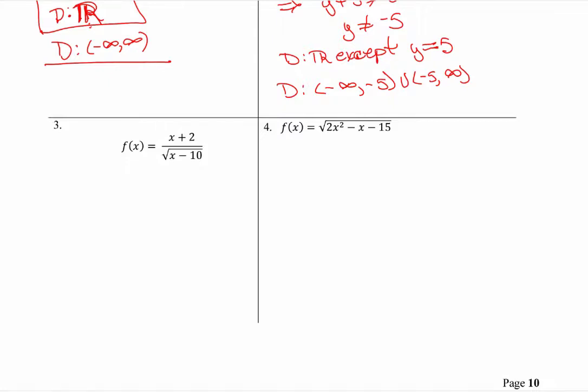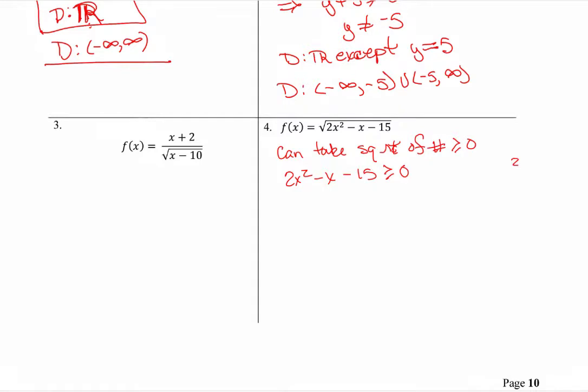Now, I'm going to go to number 4 because that's the next one in my logical progression. I cannot take, let me rephrase that. I can only take the square root of positive numbers, or 0. So I can take the square root of numbers greater than or equal to 0. So that means that 2x squared minus x minus 15 has to be greater than or equal to 0.